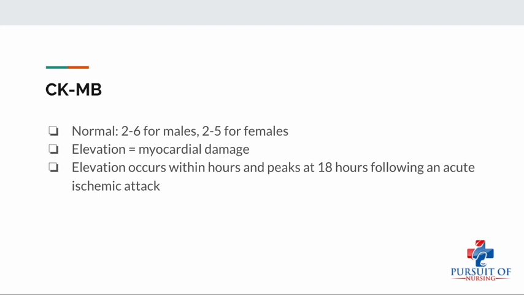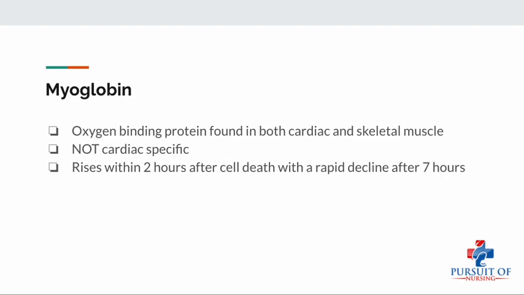An elevation in the creatinine kinase, CKMB, does indicate myocardial damage, and an elevation occurs within hours and peaks at 18 hours following an acute ischemic attack. Myoglobin is one of those cardiac markers that is not cardiac specific. It is an oxygen binding protein found in both cardiac and skeletal muscle. It will rise within 2 hours after cell death with a rapid decline after 7 hours. However, remember, it is not cardiac specific, whereas your troponin and your CKMB are cardiac specific.